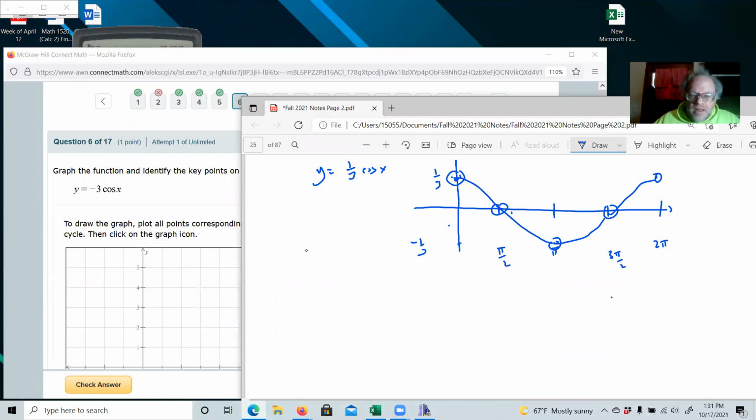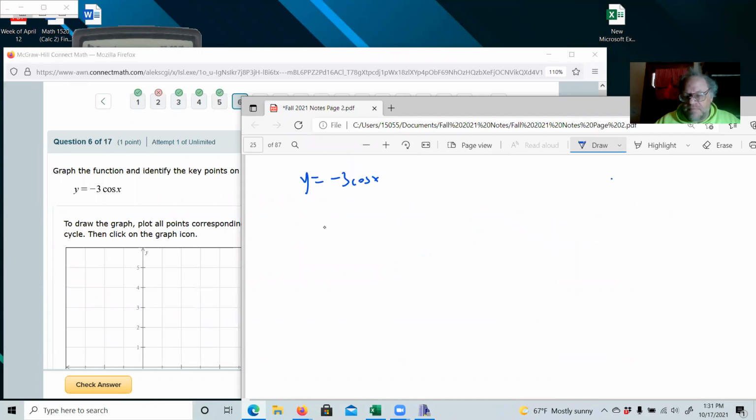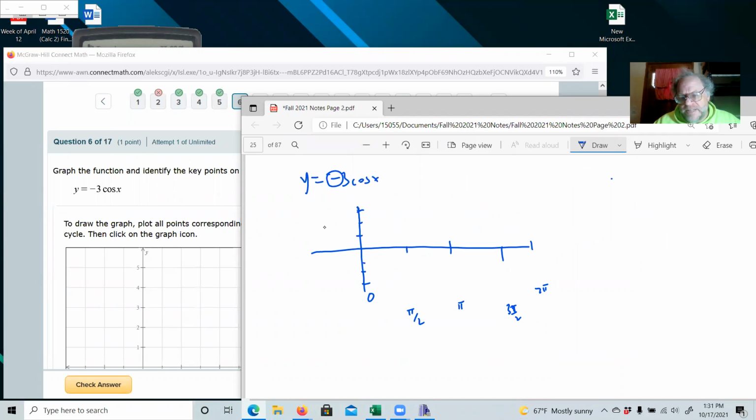Okay. So we have y is equal to -3 cosine x. Okay, so again, all the graphs look the same. 0, 2 pi. Okay, here's pi over 2, and 3 pi over 2. So we have 1, 2, 3, 1, 2, 3. So what I'm going to do, because there's a negative here, is I'm going to go ahead and dot this in first, and then I'm going to turn it upside down. Okay, so this would be dotting this in.